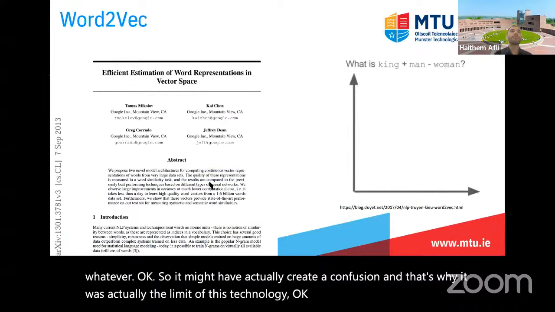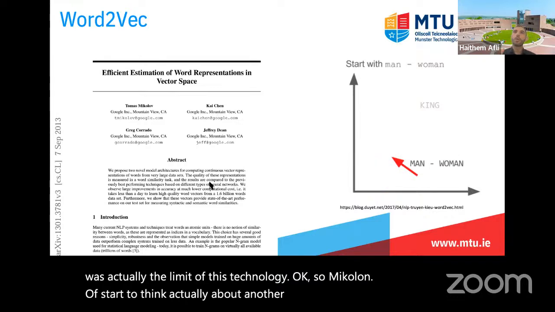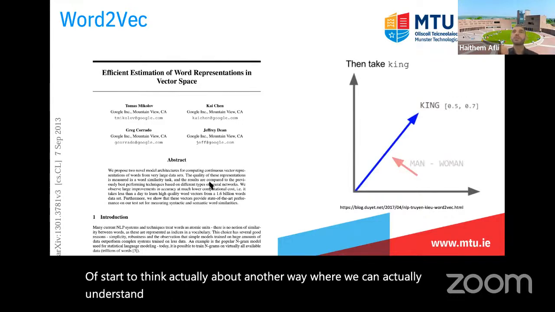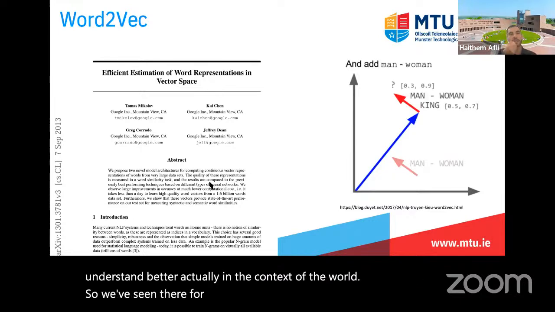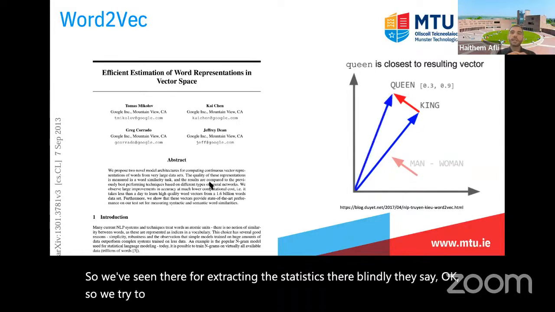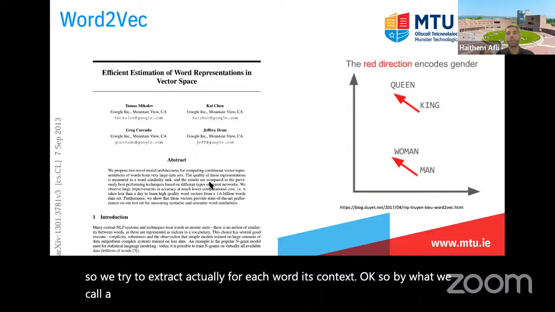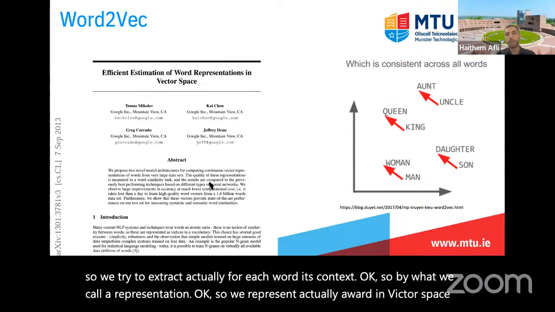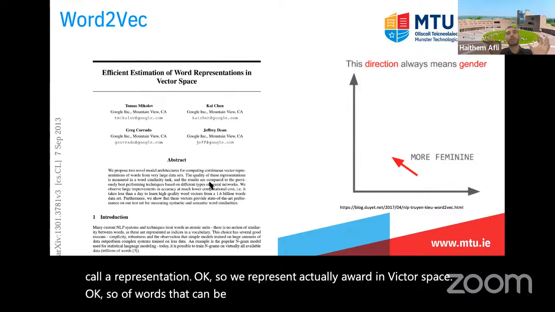Okay, so Mikolov started to think about another way where we can better understand the context of the word. So instead of extracting the statistics blindly, we try to extract for each word its context, by what we call a representation. Okay, so we represent a word in a vector space, of words that can be around each context.